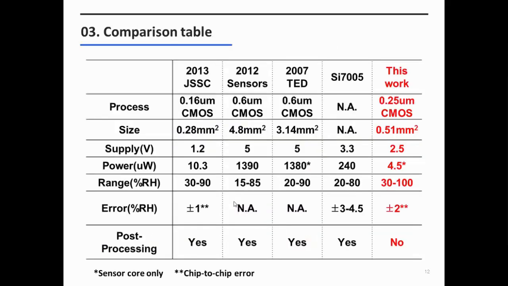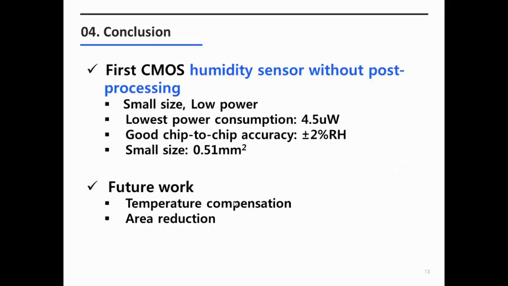Here is the comparison table with other previous work and commercial humidity sensors. It shows that the power consumption is very low compared with other previous work, and this work alone does not use post-processing. And also the chip-to-chip error is very low compared with other previous work.